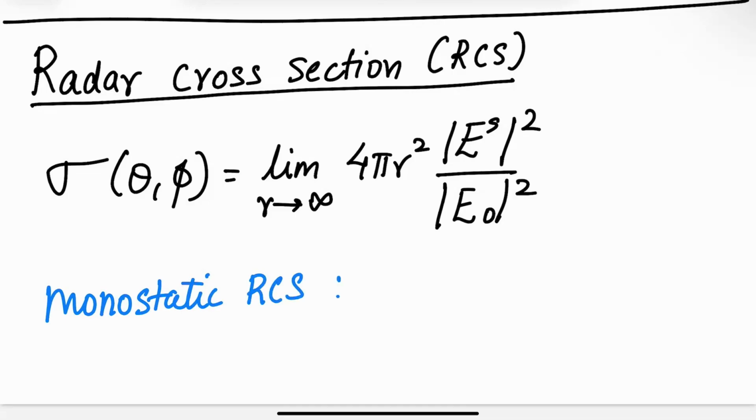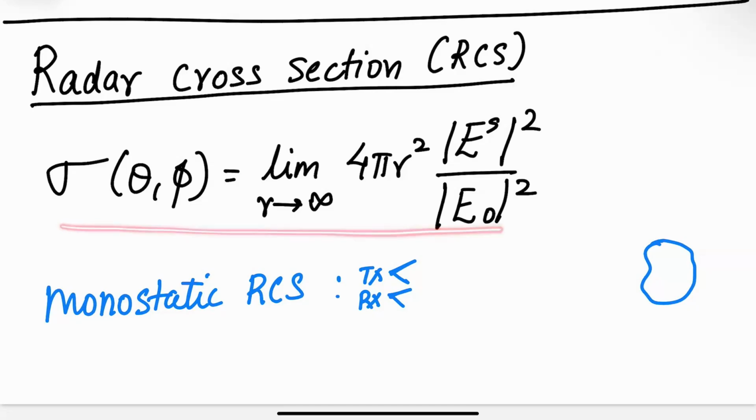So monostatic means I have transmitter and receiver at the same location, and my target is somewhere there. I'm looking at what the backscatter is. I calculate the scattered field at the receiver and the incident power density at the scatterer, take the ratio of the two, and get this expression. Of course, it's a function of theta and phi because it depends on where I'm looking from.